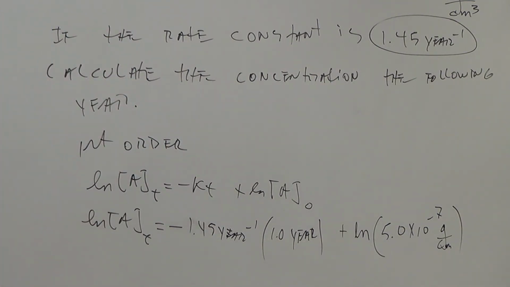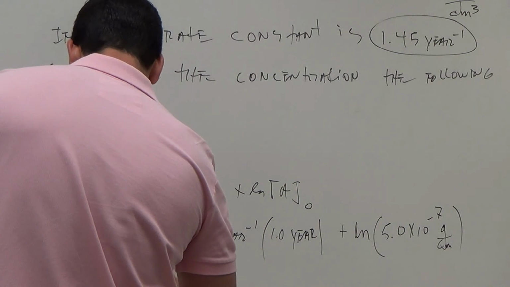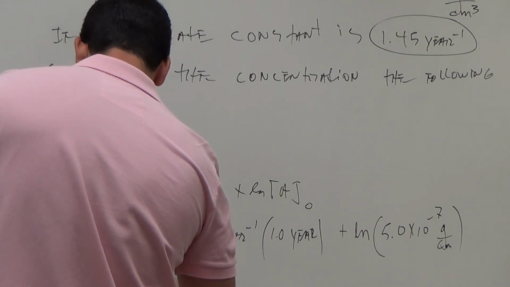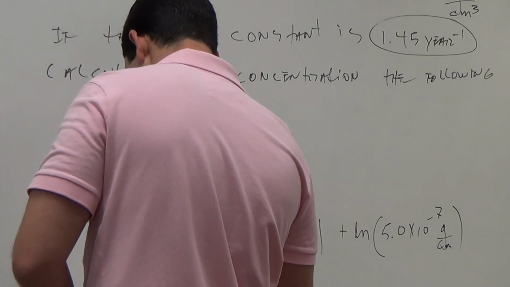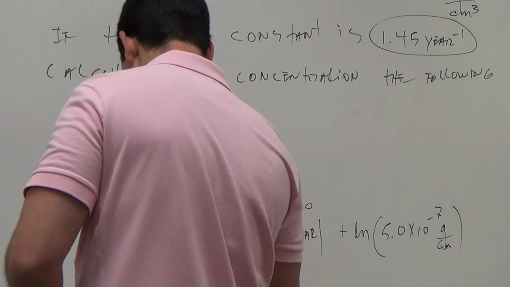I did it 10 years ago. So ln of A at time t, which happens to be a year, is minus 15.96. Check if that's what you get.